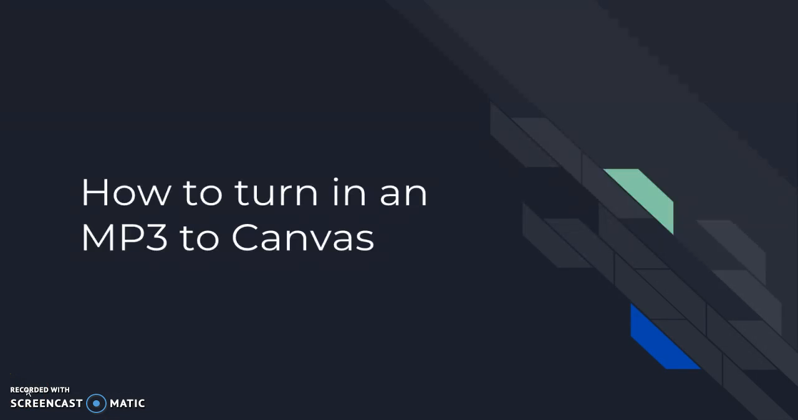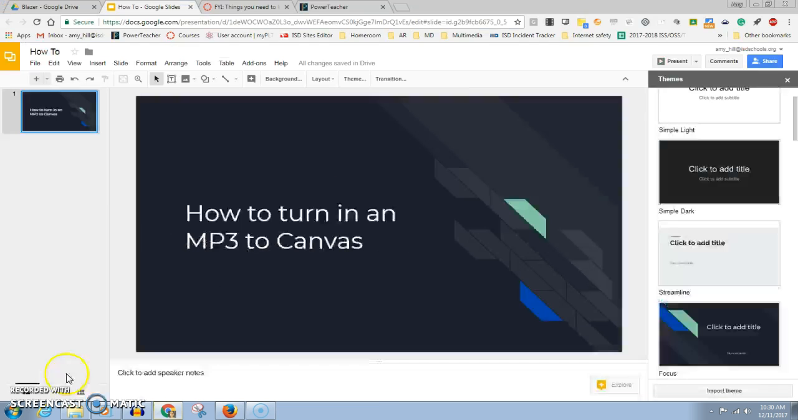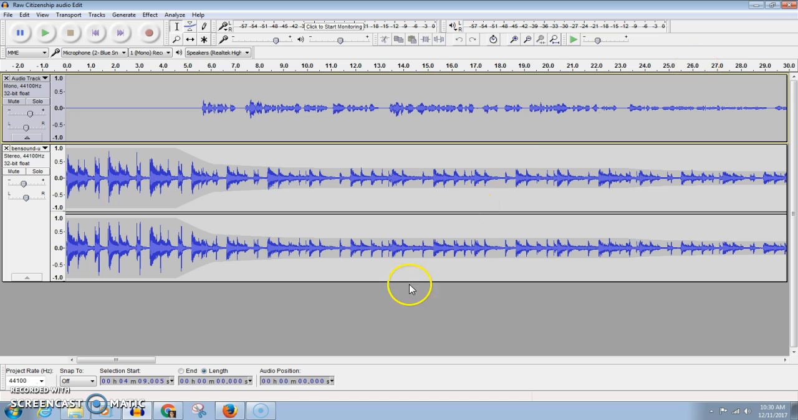In this video, I'm going to show you how to turn in an MP3 file to Canvas. In order to do this, it is very important for you to have named all of your MP3 files and your Audacity files correctly so you know which one to turn in. So I'm going to go down to an Audacity file that I have opened.